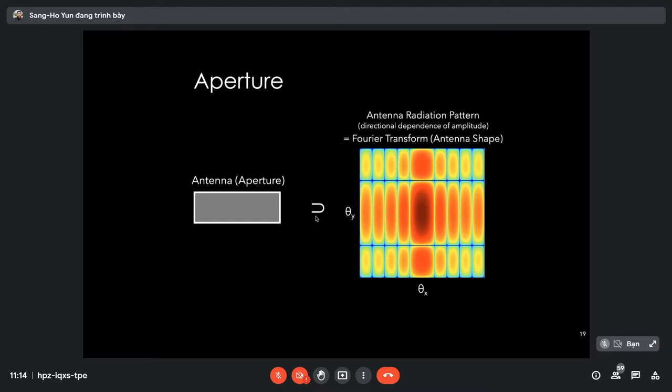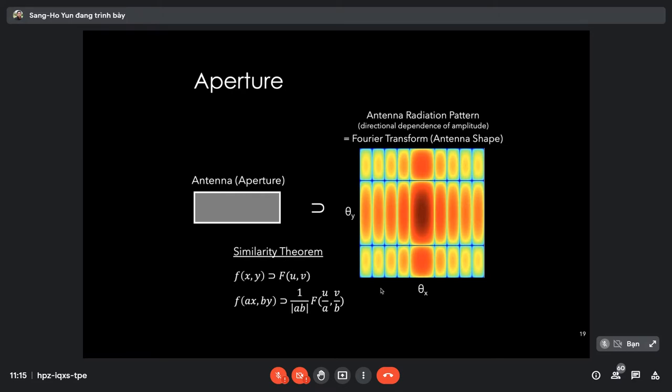There's an interesting property relating this aperture, the opening dimension, and the radiation pattern of the antenna. It's the directional dependence of the amount of energy or amplitude, expressed in terms of angle in radians. The antenna pattern looks like this, and it turns out it's exactly the same as the Fourier transform of the antenna shape itself. So if you imagine a plane wave propagating from behind your screen towards you, and the antenna aperture is the window, what you expect to measure after this window is this radiation pattern.